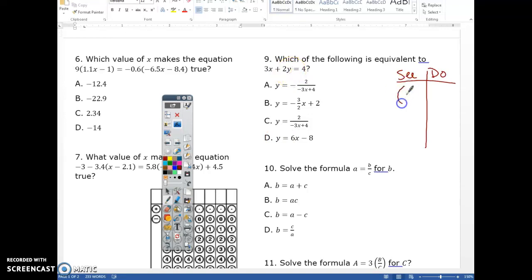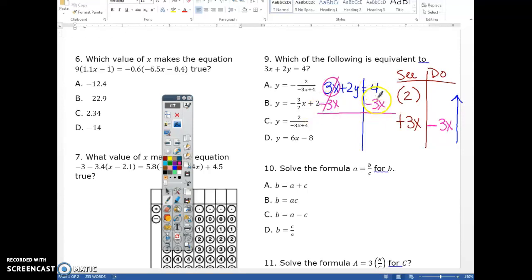It's being multiplied by 2, and they added 3x. So when you solve it, you're going to do the opposite. You're going to go from the bottom up. So let's start: 3x plus 2y equals 4. Step number 1 is to subtract 3x from both sides. So minus 3x, minus 3x.